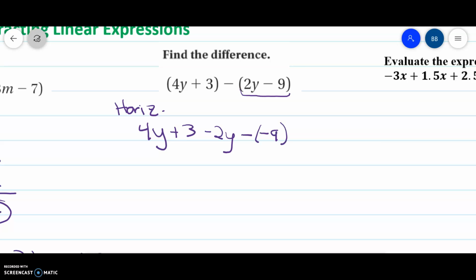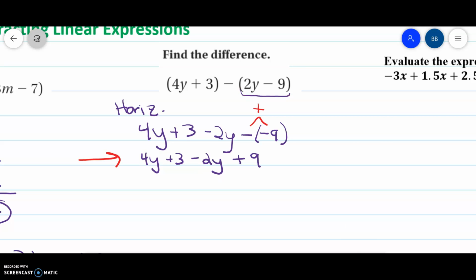So when you subtract a negative, that should jump out to you because subtracting a negative is the same as adding. So I can rewrite this whole thing as 4y plus 3 minus 2y plus 9. And if you've been practicing this, you might be able to just skip straight to the second step by knowing that if you're subtracting an expression, you can just rewrite the expression with the opposite sign. So this had a positive 2y, so you could rewrite it with the opposite sign of a negative. And this had a negative 9, so you could rewrite it with the opposite sign of a positive 9.